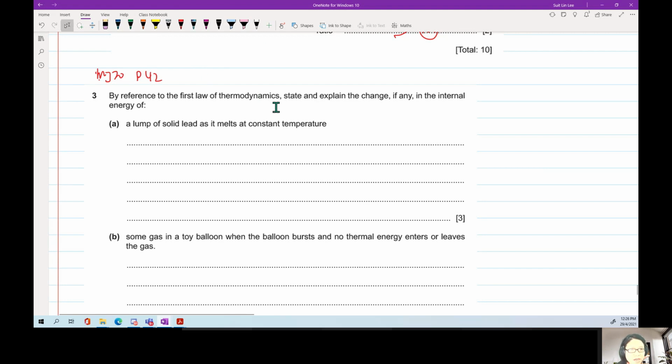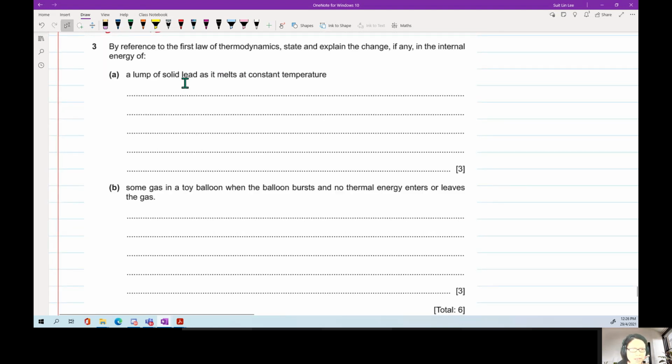So different scenario. Using the first law of thermodynamics, state and explain the changes, if any, in the internal energy of a lump of solid lead as it melts at constant temperature. Trial, I asked melting ice. Now they ask melting lead. Some gas in a toy balloon bursts. And some more, they're so helpful, no thermal energy enters or leaves the gas. Okay, so you can see, although they try to change the question, there's not much they can change because the scenarios are more or less the same, right?